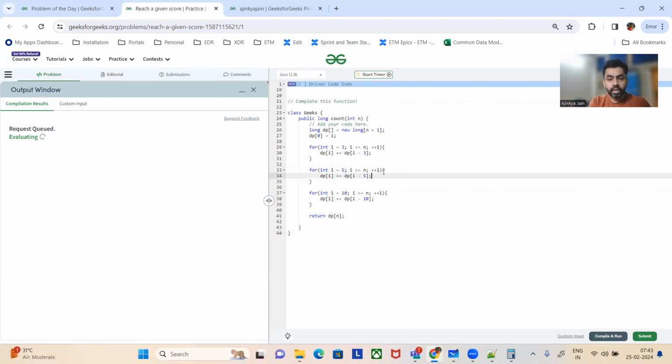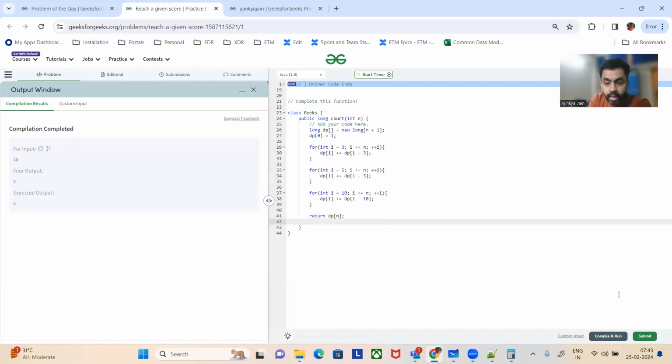So anyway, we have been asked for distinct combinations here. If it would have been permutations, all the permutations, maybe it would have been like this: dp of I minus 3 as well, and here it would have been dp of I minus 5 plus dp of I minus 3. But they've asked us for distinct combinations, and we cannot use the scores in decreasing order. It needs to be in increasing order. So this is the solution. This will work.